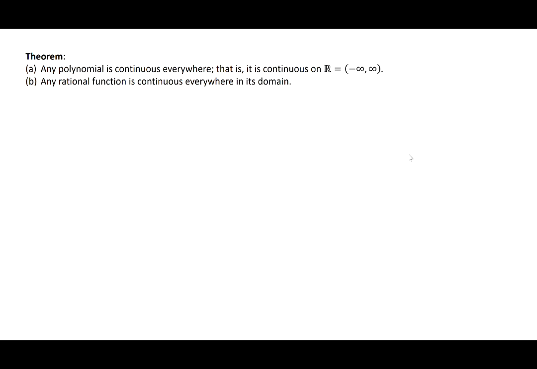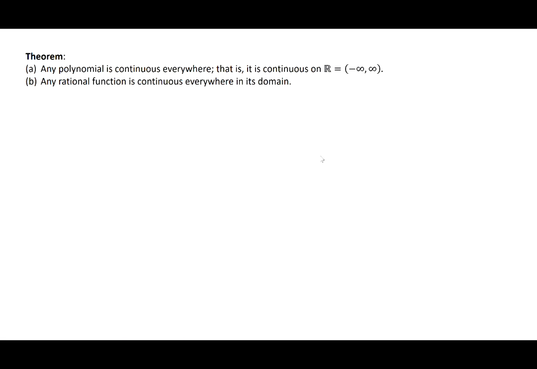And then let's move on to solving. There's a few more things. I thought we were going to problems. Anyway, theorem: any polynomial is continuous everywhere. That is, it is continuous on the real number set, that is negative infinity to infinity. Any polynomial is continuous everywhere.